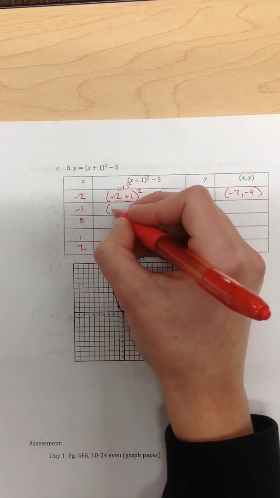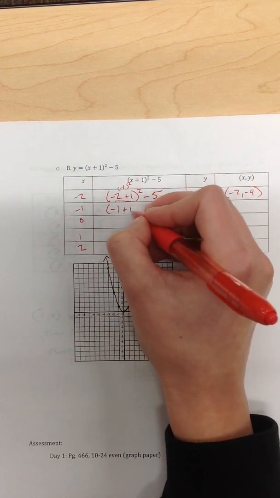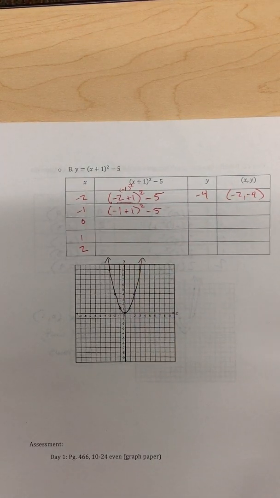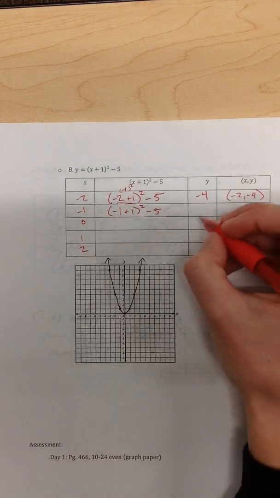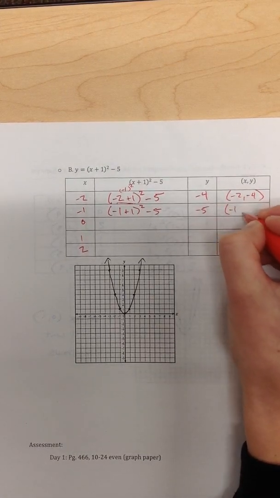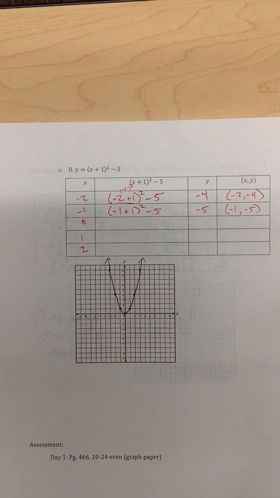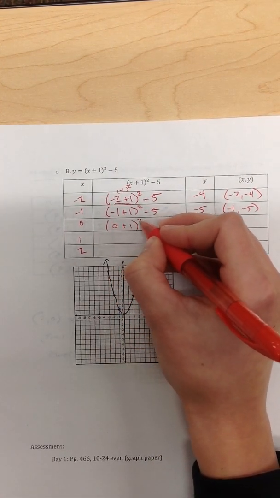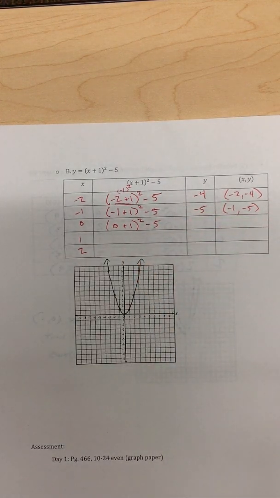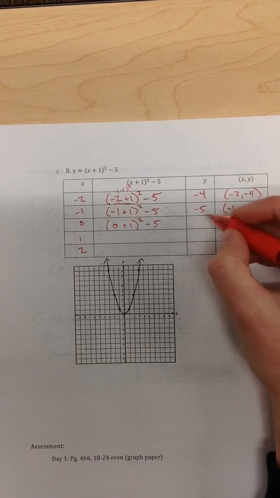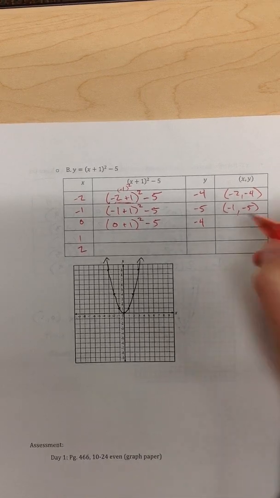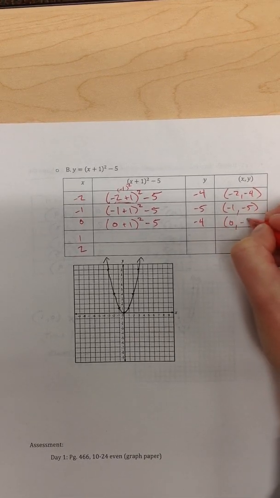Next one, same thing. I'm going to go negative 1 plus 1, squared, minus 5. Negative 1 plus 1 is 0. Squared is 0. Minus 5 is negative 5. So (-1, -5). Next one is 0. So 0 plus 1, squared, minus 5. 0 plus 1 is 1. To the power of 2 would be 1. Minus 5 is negative 4. Oops, I should write that (0, -4).